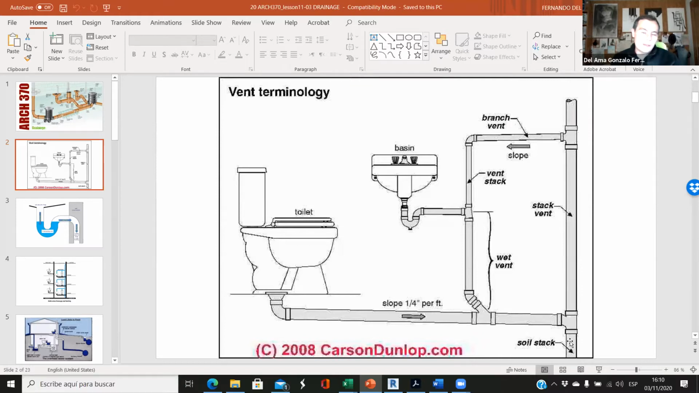Now we have to separate the drainage systems. There are three components of this drainage system. We have the rainwater, from the rain. We call these the storm stacks. If we have a flat roof, for sure, we have to collect the water, and then we have to get rid of it.